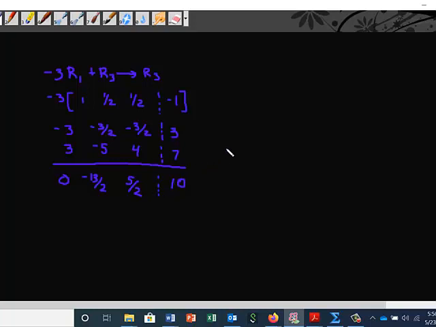So setting up this matrix, this is what the matrix will look like. New matrix after doing those calculations: 1, 1 half, 1 half, negative 1, 0, negative 2, 2, 8, and this will be 0, negative 13 over 2, 5 over 2, and then 10.